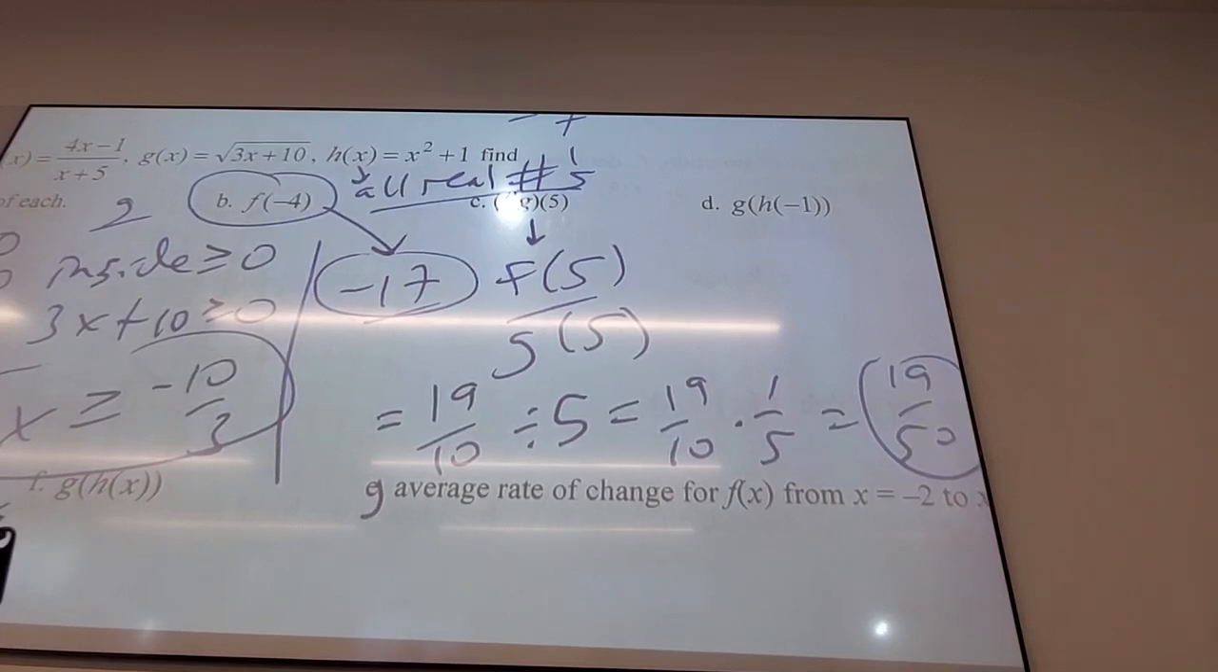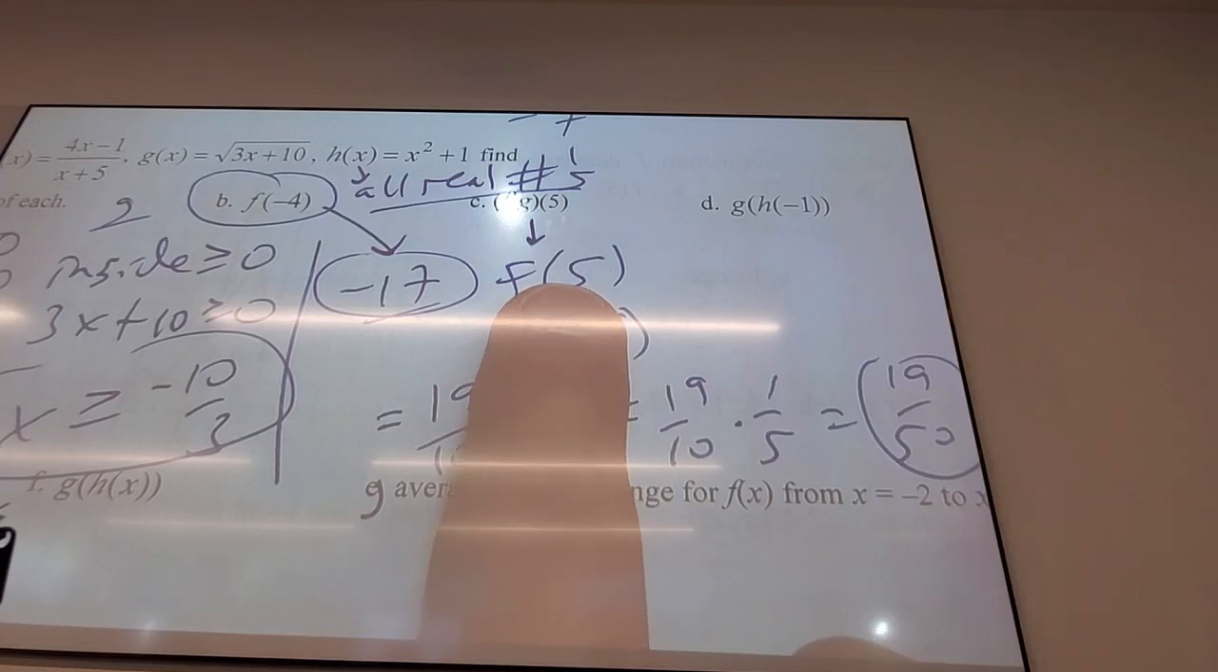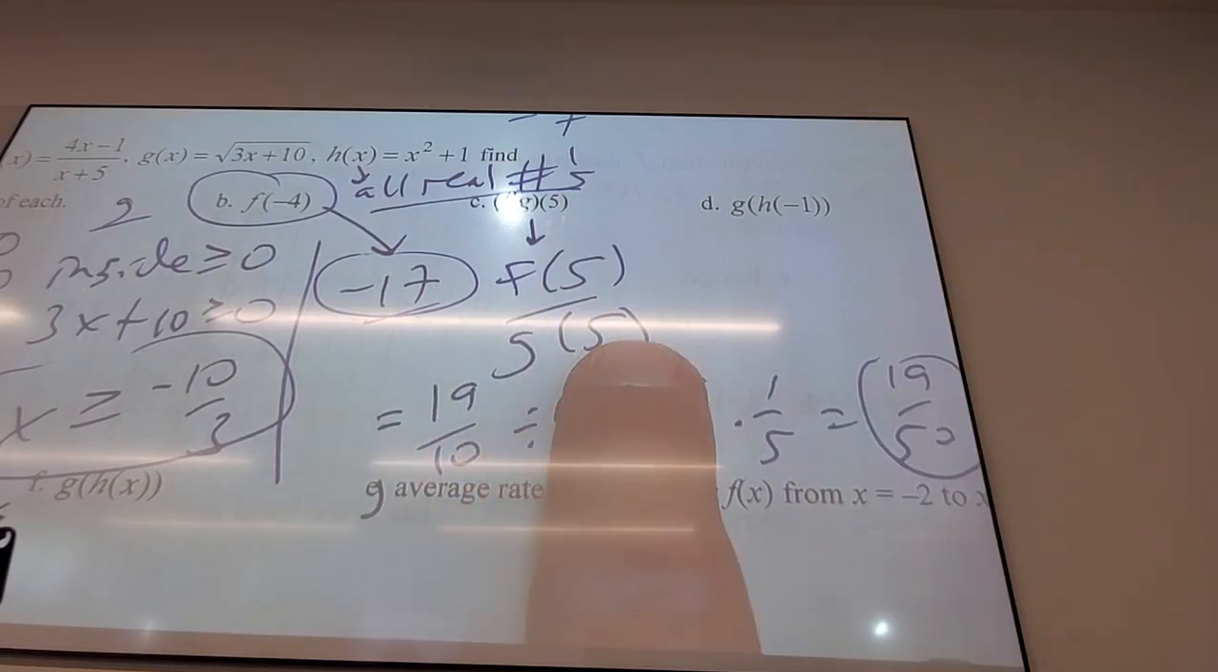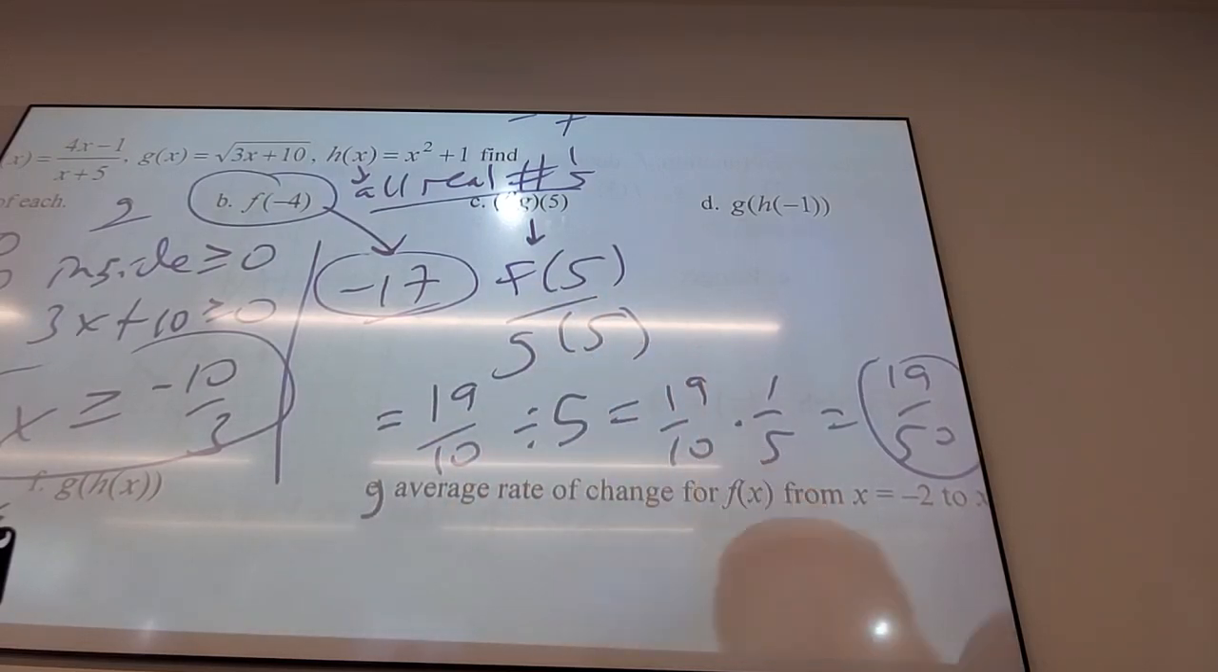Let me stop for a minute. Is that cool? F of 5 is 19/10, divided by G of 5, which is 5. So then you multiply by the reciprocal. Done. Are you guys all right?